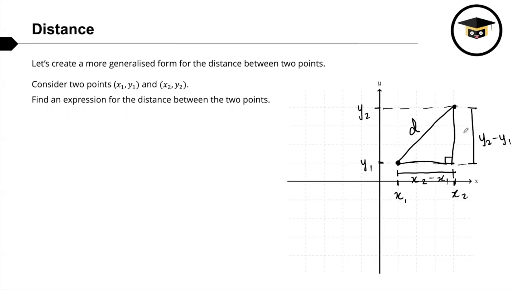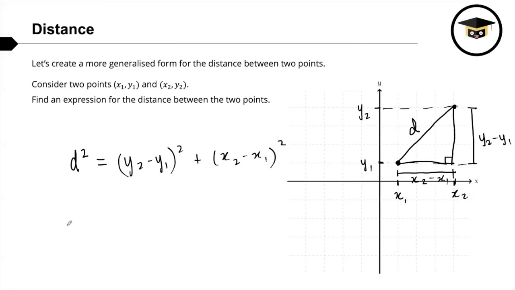So let's actually write down what Pythagoras' theorem is now. So Pythagoras' theorem is our hypotenuse squared, so that's d squared, is equal to one side squared, so y2 minus y1 squared, plus the other side squared. So x2 minus x1 in this case, all squared.